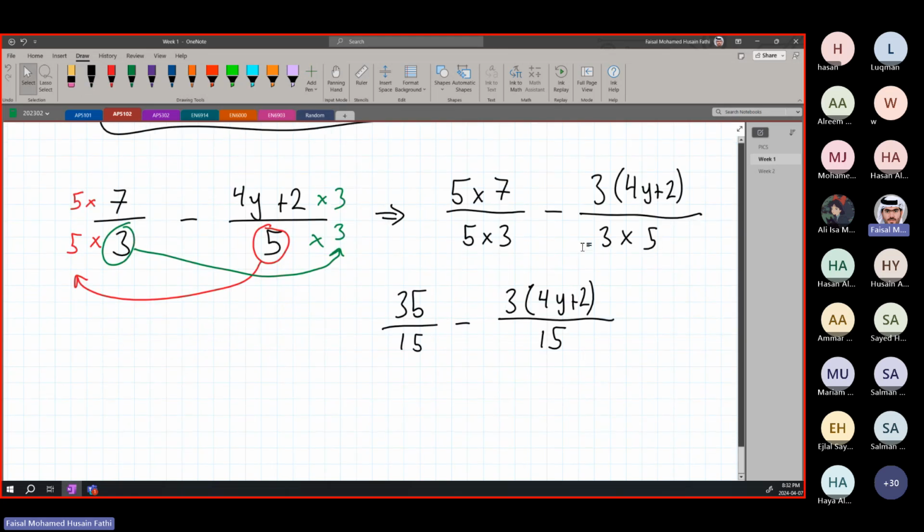Now you can simply, straightforwardly simplify this. عندكم 15 وعندكم 15, so you can just do 35 minus 3 into 4y plus 2 over 15. So in cases like this where you do not have a direct relation, ما تعرفون بالضبط كيف تسوون simplify, تقدرون بس تضربون هذا الرقم. You can multiply this number on the other side up and down, and you multiply this number on that side up and down to find the common denominator, which is 15 in this case, and then solve normally and move on. تمام?